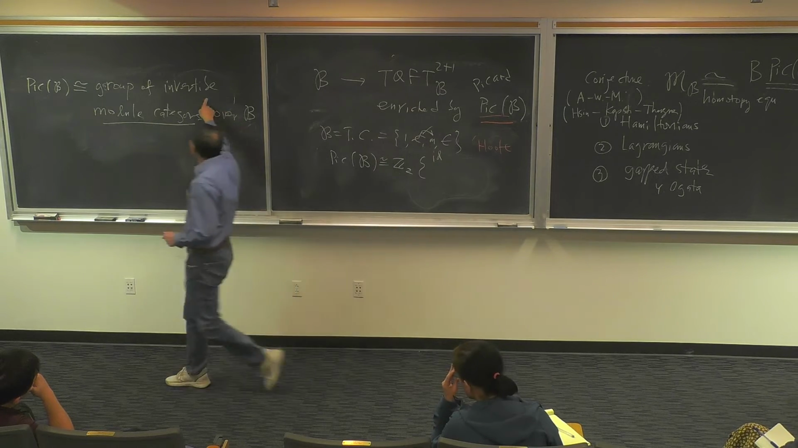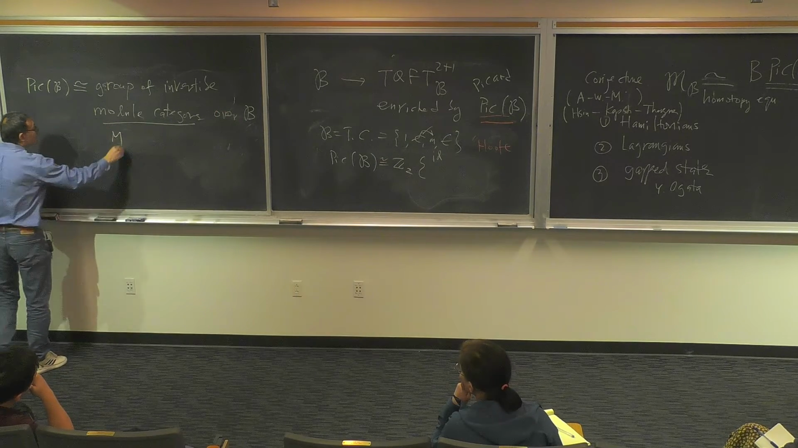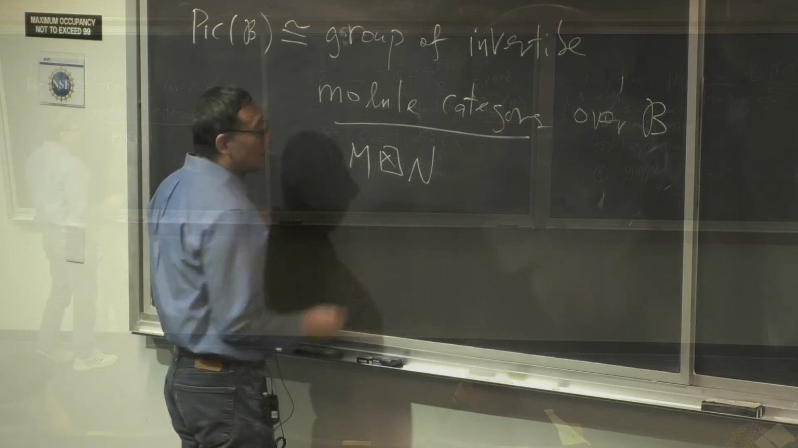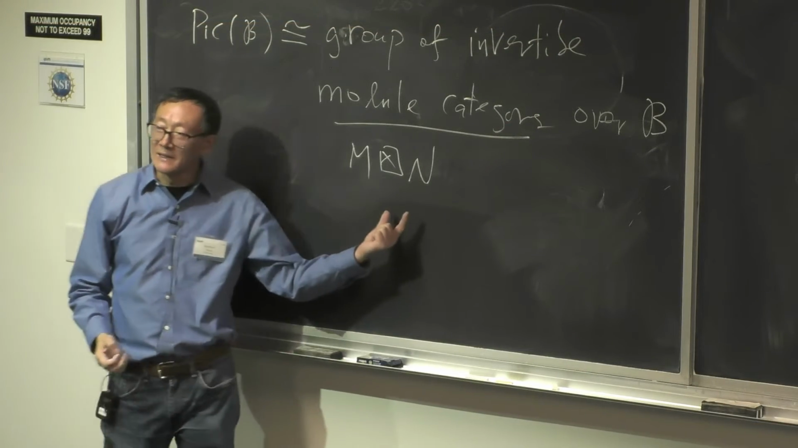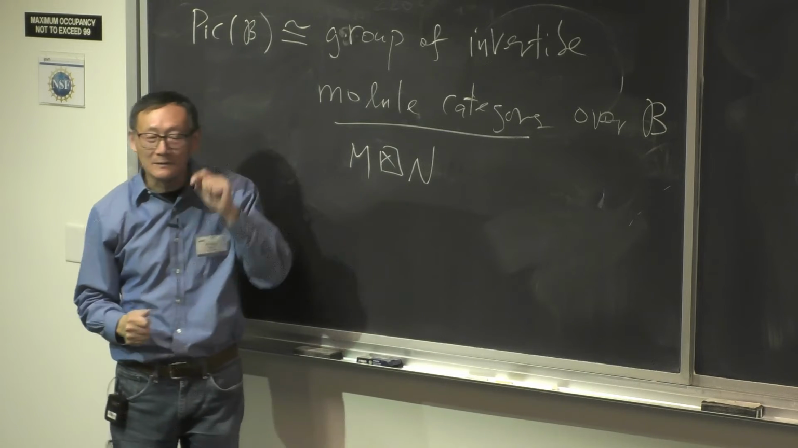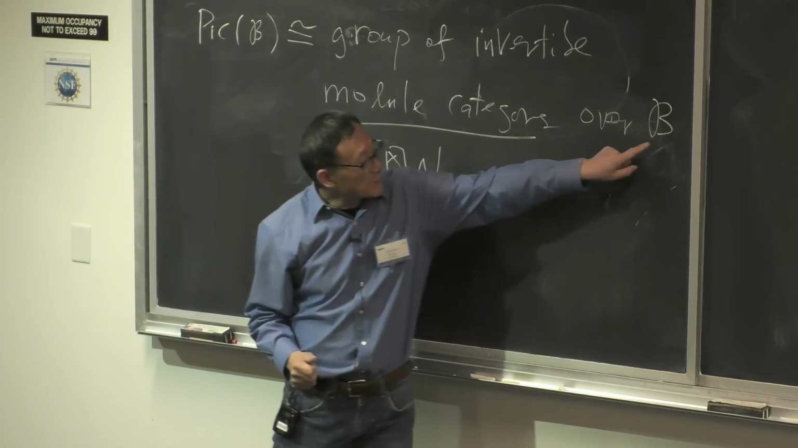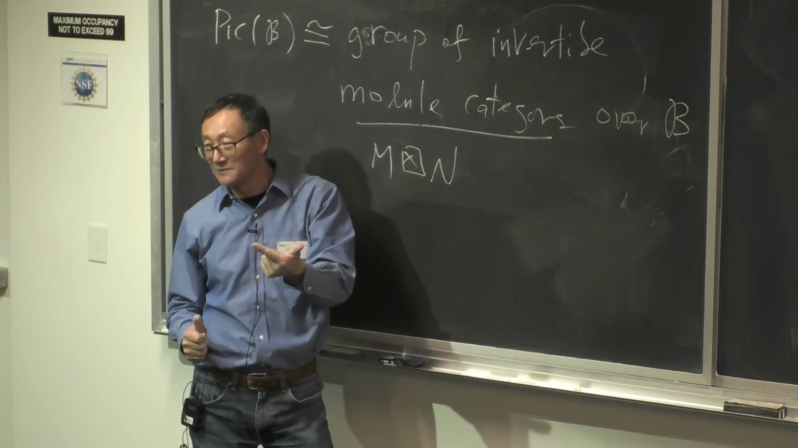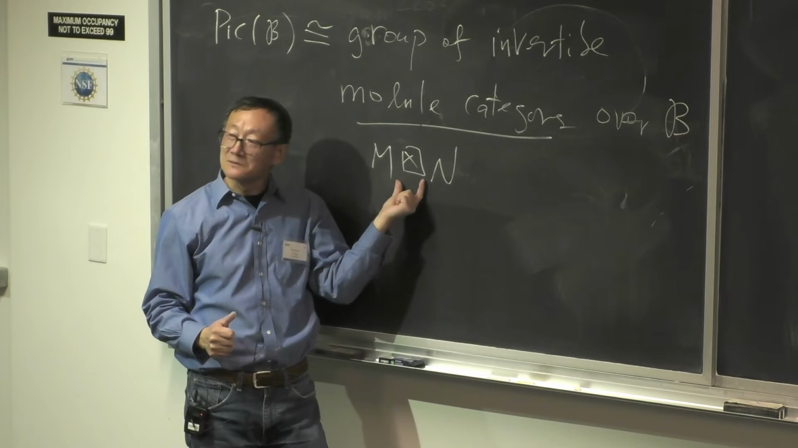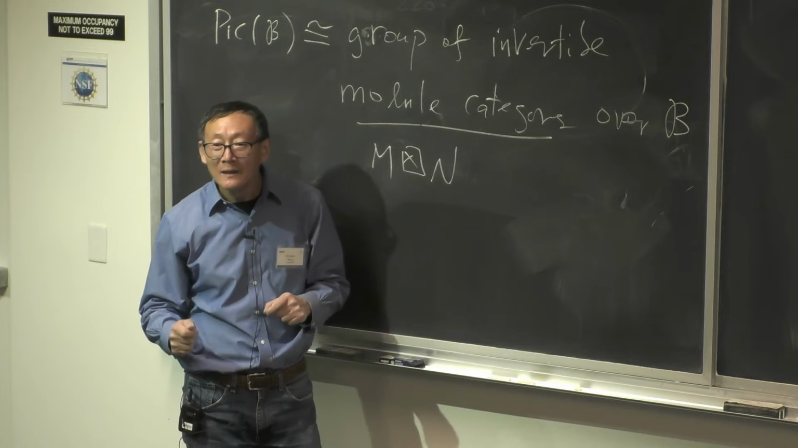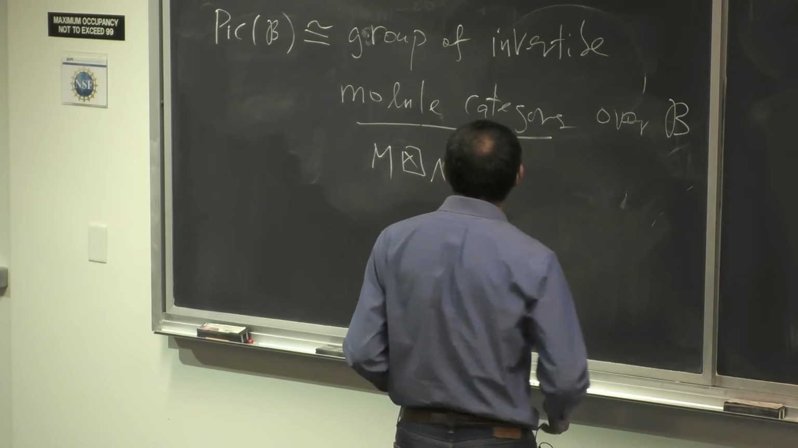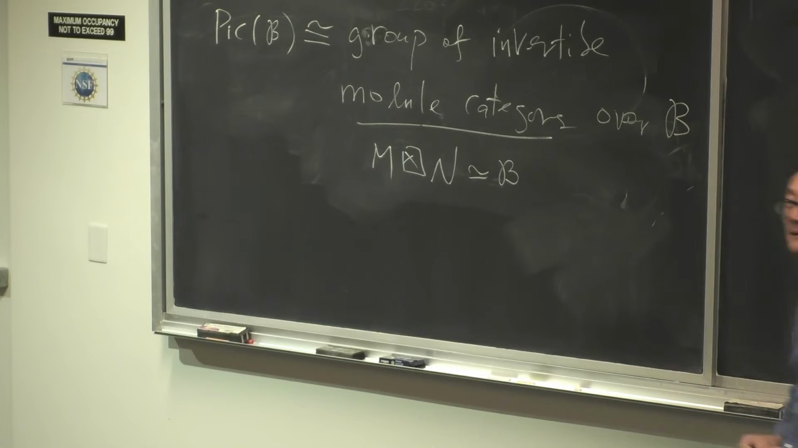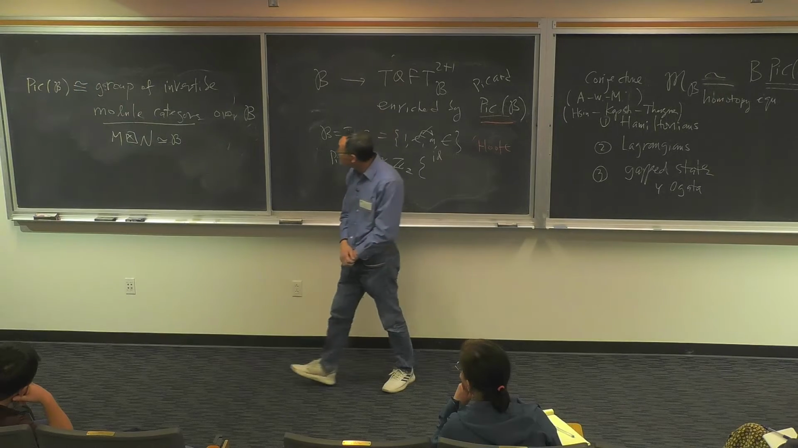Invertible means if you have a module, you can take another one and tensor them together. And here it is already subtle. I'm using the braiding to turn any module category into a bimodule category, and then you can tensor over B. And they are different. Then, of course, invertible means the result is B as a module category.